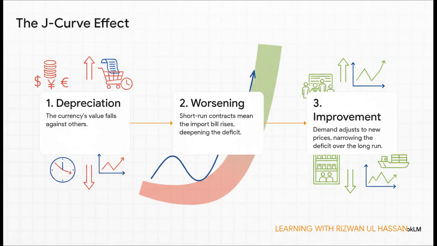This brings us to the famous J-curve effect. It's a classic pattern. Right after a currency's value falls, the deficit often gets worse before it gets better. Why? Well, in the short term, you're stuck with existing import contracts, so your import bill goes up immediately. It takes time for consumers and businesses to react and find alternatives. A great real-world example of this was the UK after the Brexit vote in 2016. The pound dropped sharply, but the trade deficit actually got bigger at first before it eventually started to shrink.